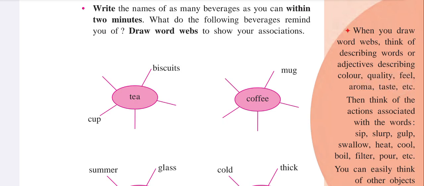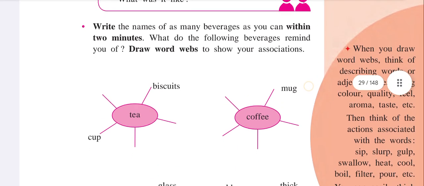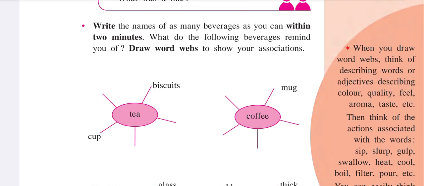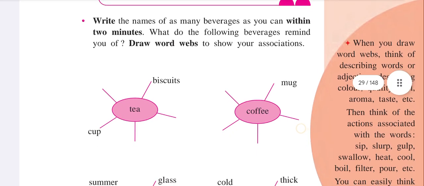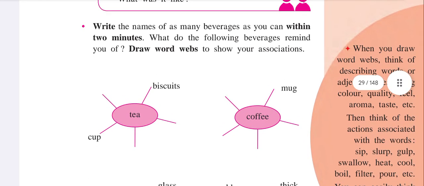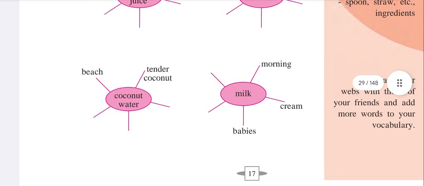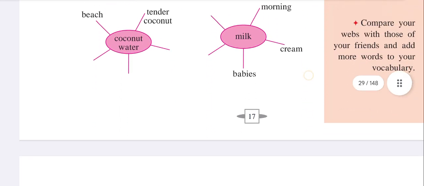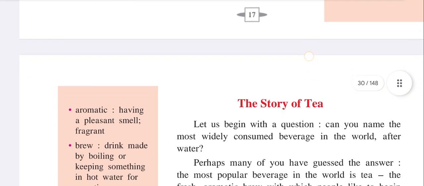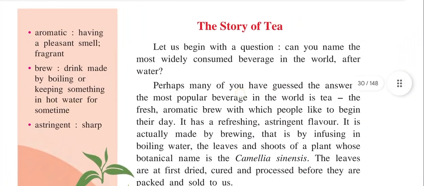Okay. Two words are given here for tea. When you see the tea, then you remember biscuits, cup. Okay. Whatever you remember, you have to write here. Related words of these beverages. Now let's go to the text.